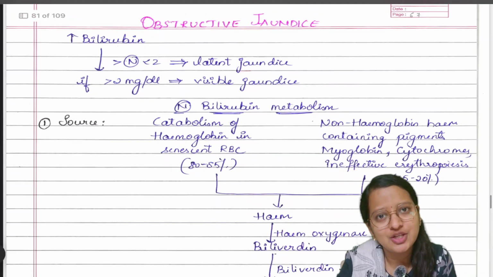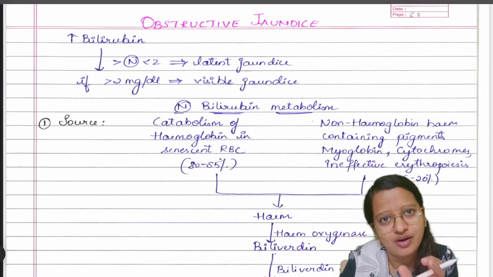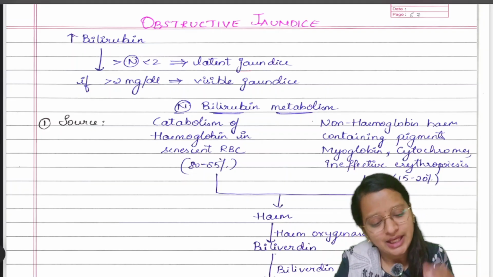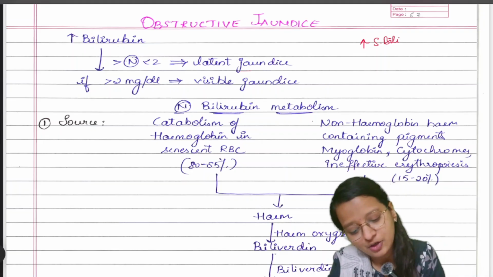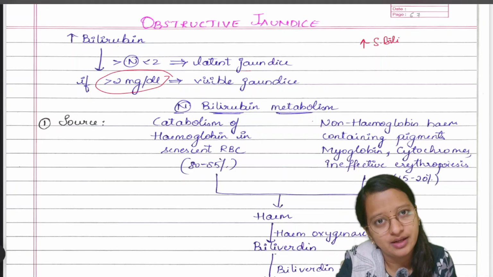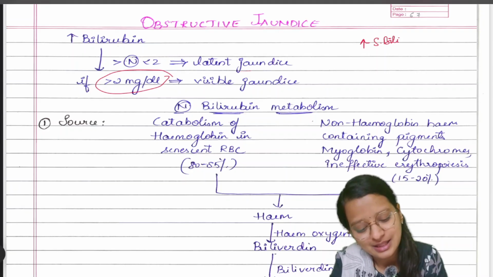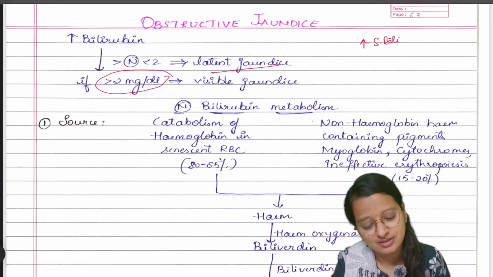We have seen anesthesia for liver disease in a general way. Now let us go into specific etiology of obstructive jaundice. What is jaundice? Jaundice is nothing but increase of your serum bilirubin, right? We'll see visible jaundice if this serum bilirubin is greater than 2 mg per dL. If it is greater than normal but less than 2, it is nothing but your latent jaundice.